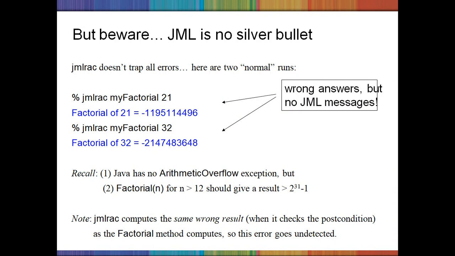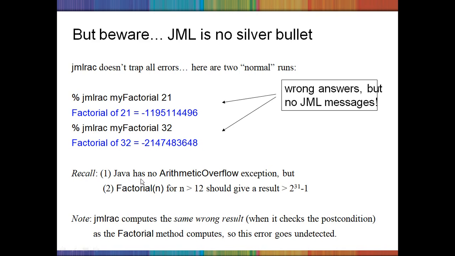But beware, JML is not a generic thing to do all kinds of checking. jmlrac does not trap all errors. Here are two abnormal runs. For example, jmlrac MyFactorial 21. This is a wrong answer, but no JML messages. It is giving you a negative value. The reason is it is going out of the integer range, so that you are getting the negative value here.